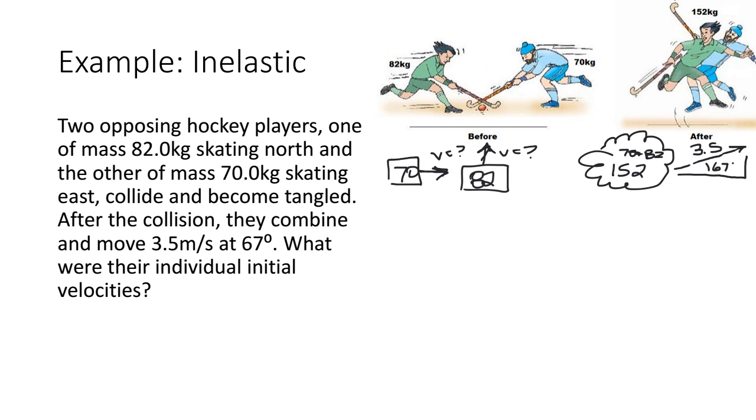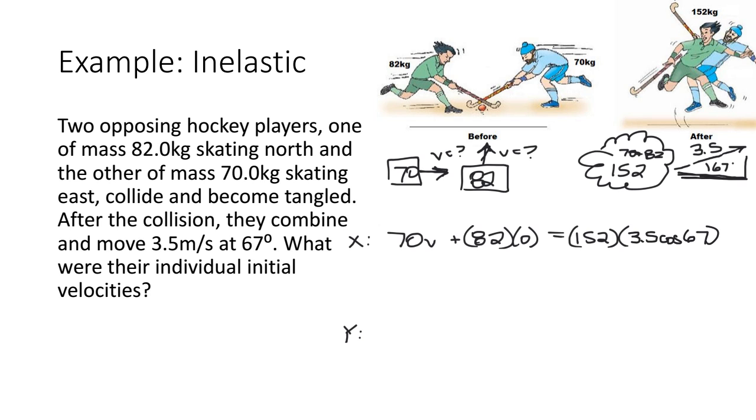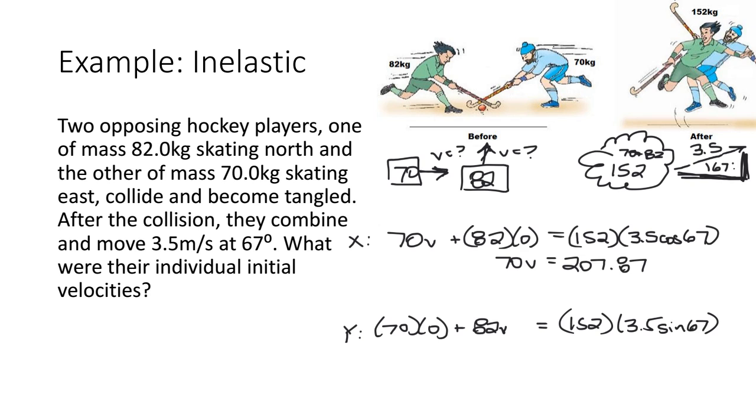Let's check that out. We'll split it into x and y. And we'll make sure that their velocity after is this part of the triangle right here. And for the second half, it'll be the upwards part of the triangle here. So for the first guy, the 70 kilogram guy, I got a velocity of 2.97 meters per second to the right.